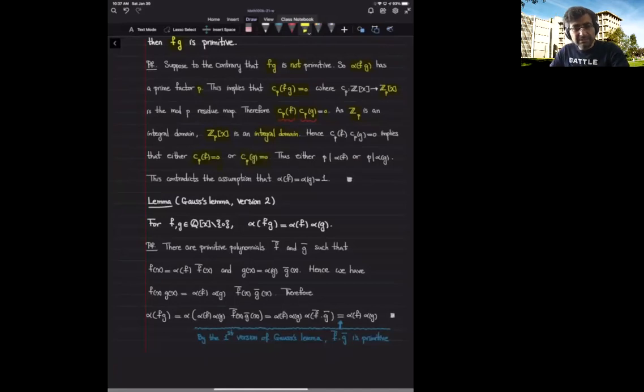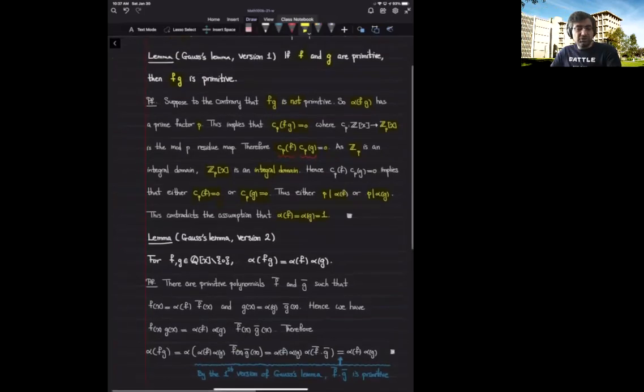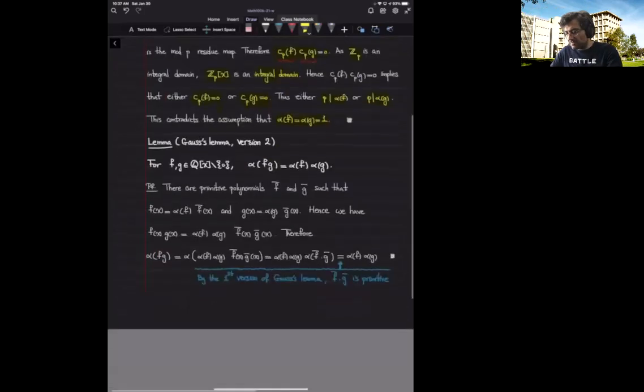What does that mean? This means either P divides all the coefficients of f or P divides all the coefficients of g. That means either P divides the content of f or P divides the content of g, but we assumed f and g are primitive. So we get a contradiction.